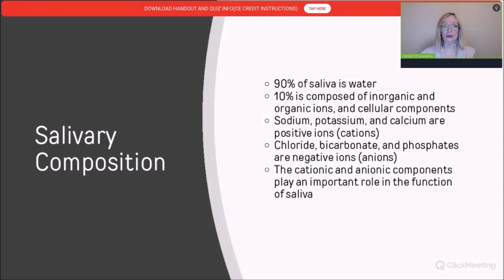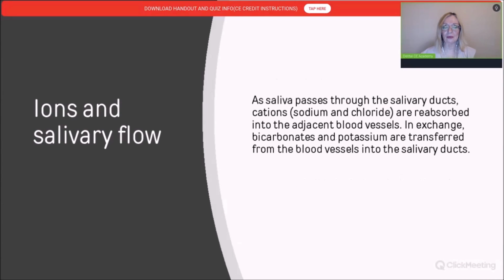I learned something new this year from Dr. Jennifer Eisenhuth at Dr. Jen's, and that is when you have a patient with xerostomia and you are trying to use fluoride, it's probably not going to work as well because they don't have enough ions to help transport it. And we'll talk about that to effectively remineralize the dentition. So it's these cation, ionic, and anionic components that play a critical role in the function of saliva.